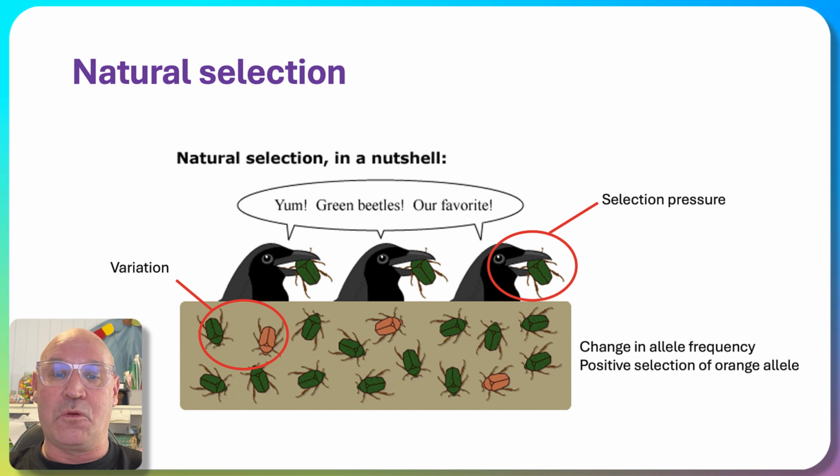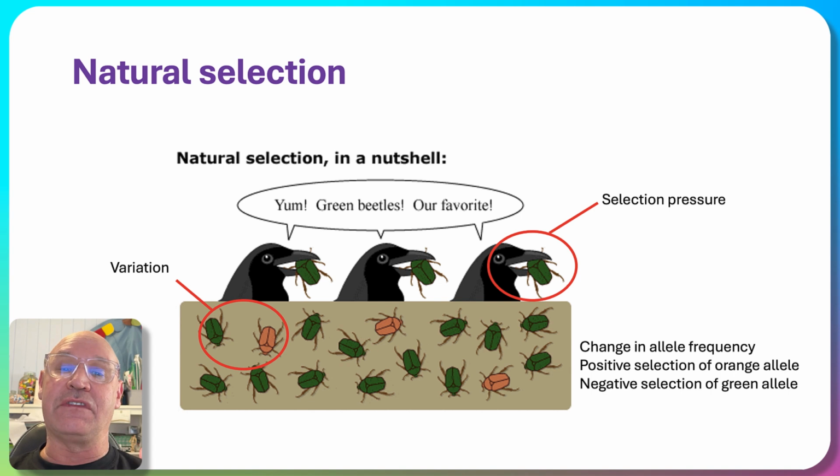Over time, we're going to see an increase in the number of orange bugs. Why? Well, because they're going to live for longer and reproduce more. And they're going to pass those favourable genes, those favourable alleles, on to the next generation. So over time, we're going to see an increase in the allele frequency for the orange coloured shell. Equally, we're going to see a reduction in the allele for the green shell and a decrease in the phenotype for the green shell. So that, in a sense, is natural selection.